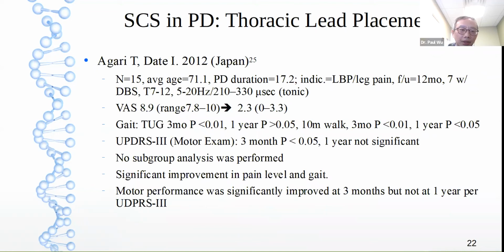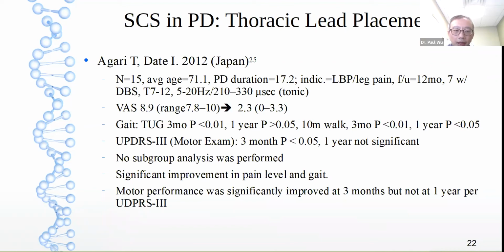There's a Japanese study by Agari and colleagues, and basically there were 15 patients. Average age is 71 years old. Duration of Parkinson's was 17 years. Indication is for low back pain and leg pain. Follow-up was up to 12 months. Seven had a deep brain stimulator. The placement is the thoracic area, and this is tonic stimulation. Again, there's improvement in the pain.